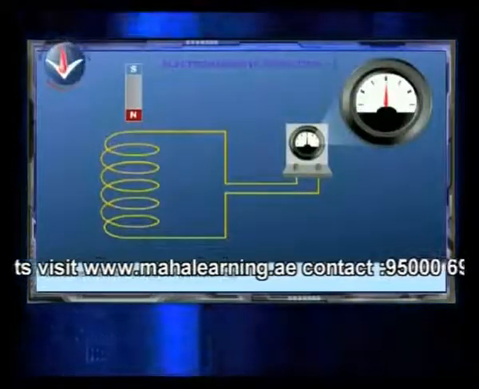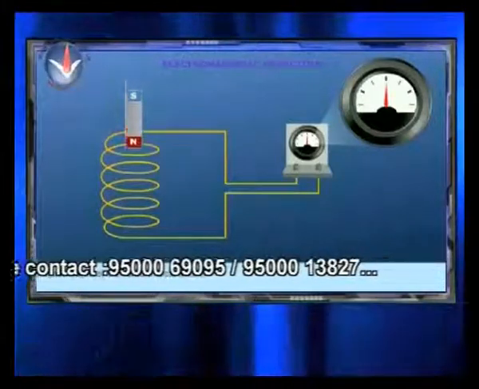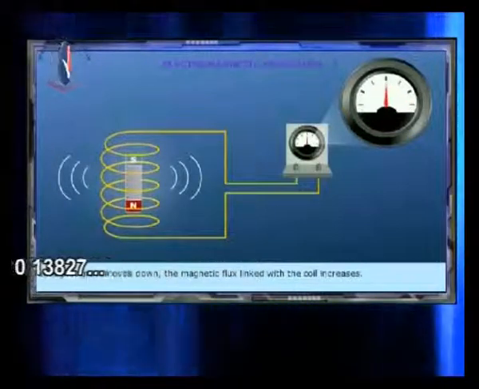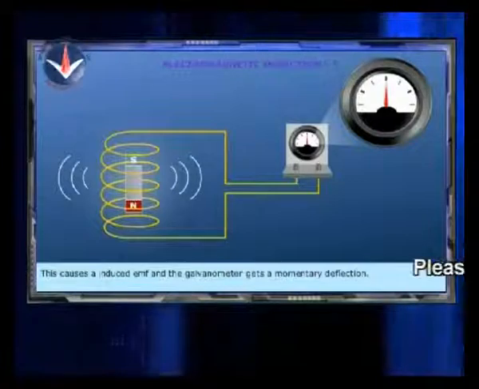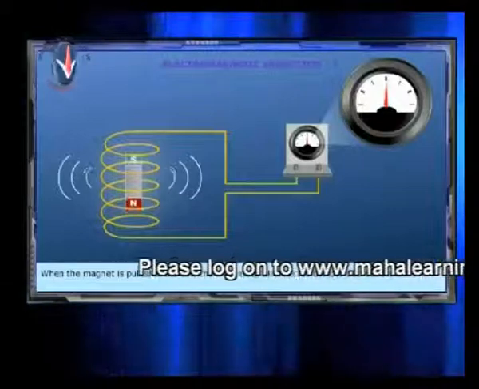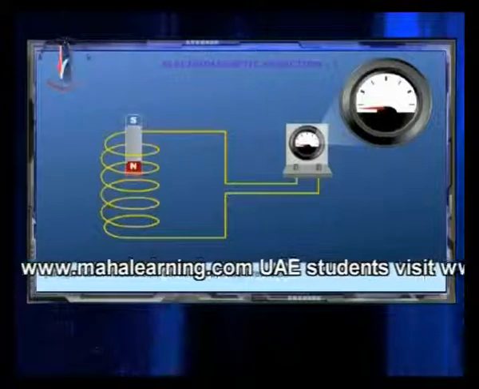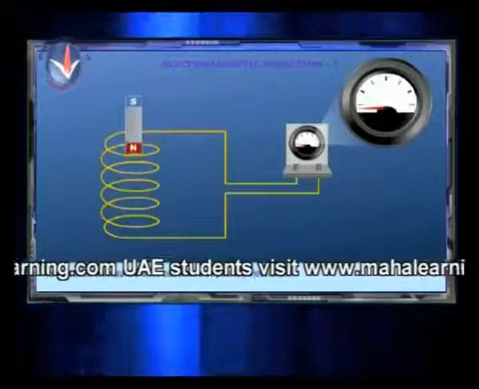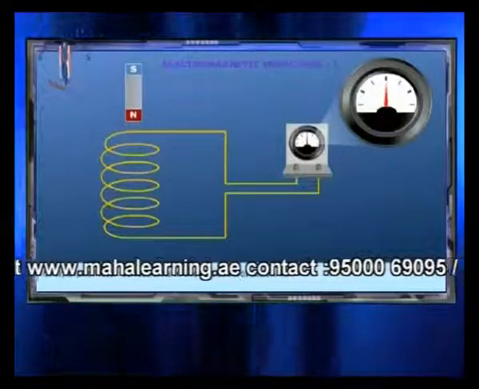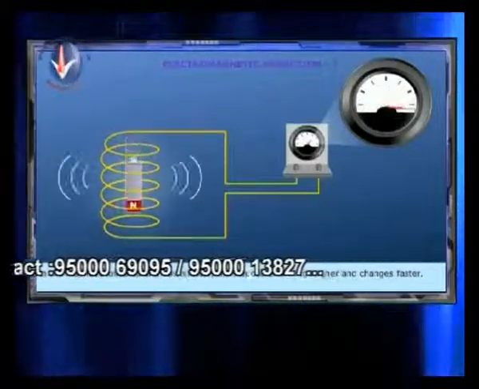A cylindrical coil is connected to a galvanometer. A bar magnet is inserted inside the coil. As the magnet moves down, the magnetic flux linked with the coil increases. This causes an induced EMF and the galvanometer gets a momentary deflection. When the magnet is pulled outside the coil, the magnetic flux linked to the coil decreases. This again causes an induced EMF, but in the opposite direction. Now, the galvanometer deflection is in the opposite direction. When the magnet moves up and down faster, the induced EMF is higher and changes faster.